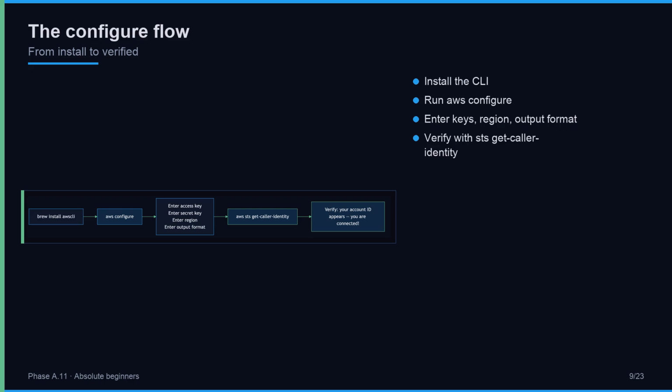Fourth, those values are saved in 2 files inside a hidden folder called .aws in your home directory. Fifth, you verify the connection by running AWS STS get caller identity. When that last command returns your account number and username, every step in the chain worked. From install to verified.